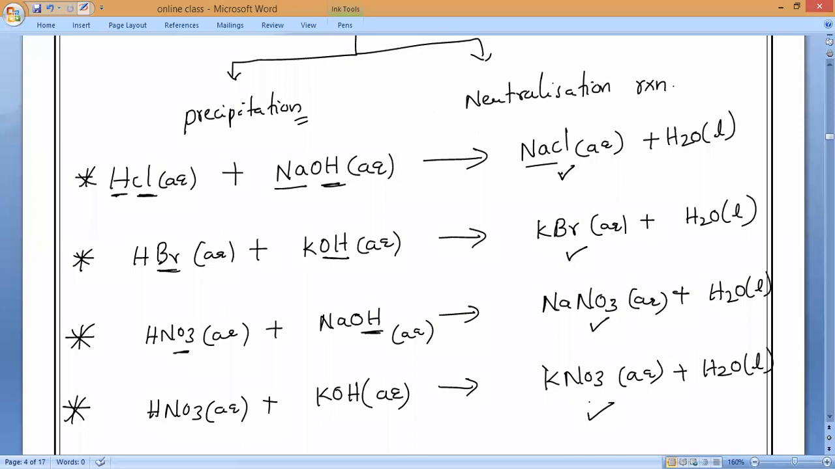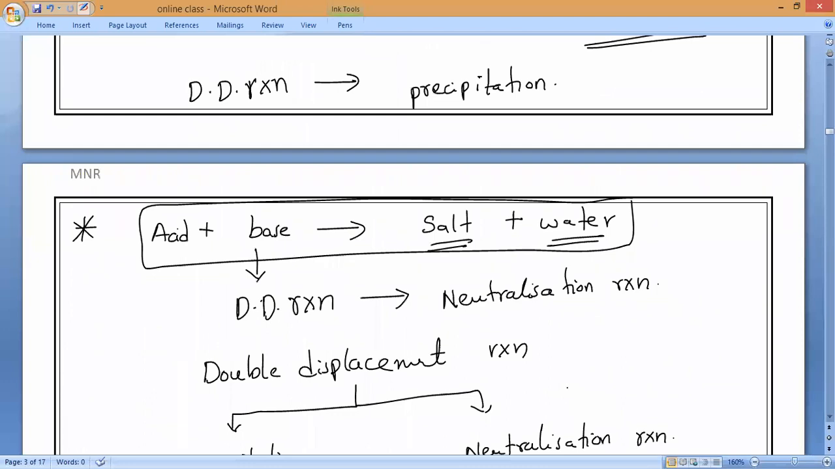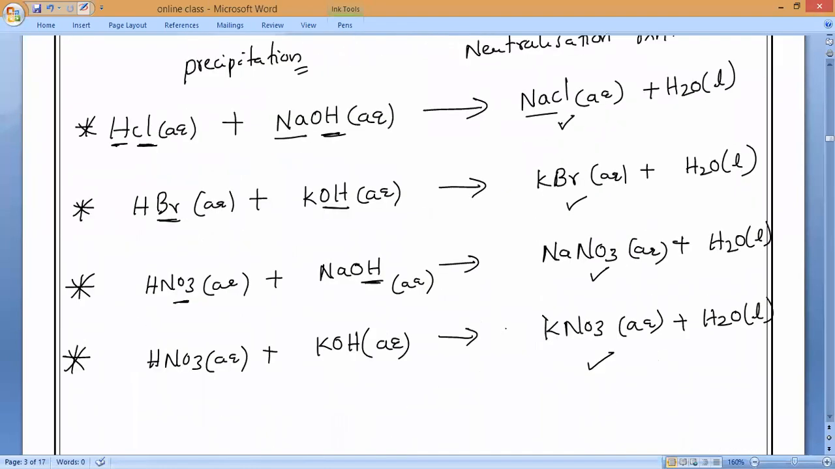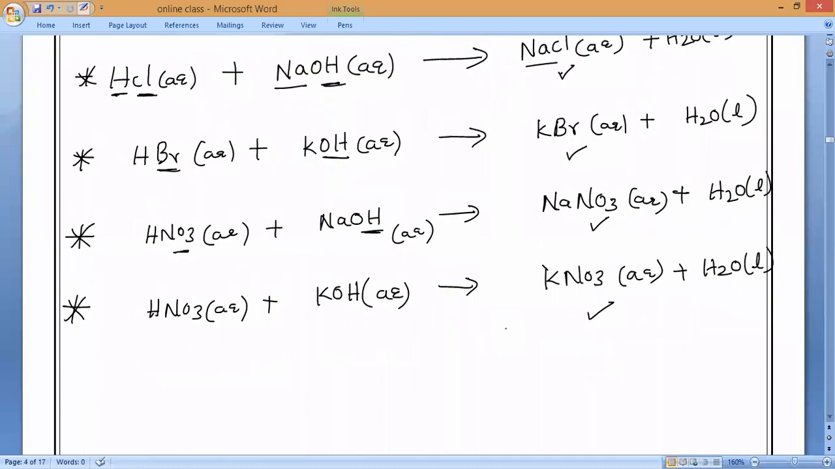So when acid plus base is reacting, and we are getting salt plus water, what do we call that reaction? It is also a displacement reaction. But what kind of reaction is it? Neutralization reaction. Clear, everybody? That is what you have to remember. So this is one type of double displacement reaction, and these are the examples. So kindly note it down. Any doubt, guys?